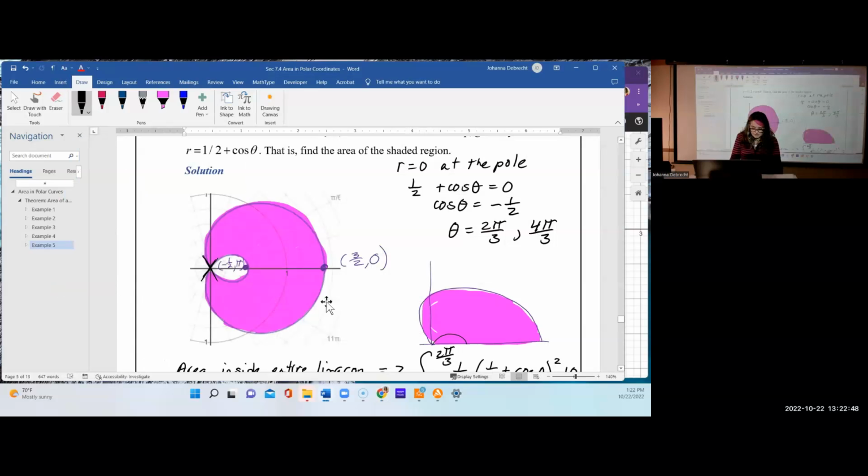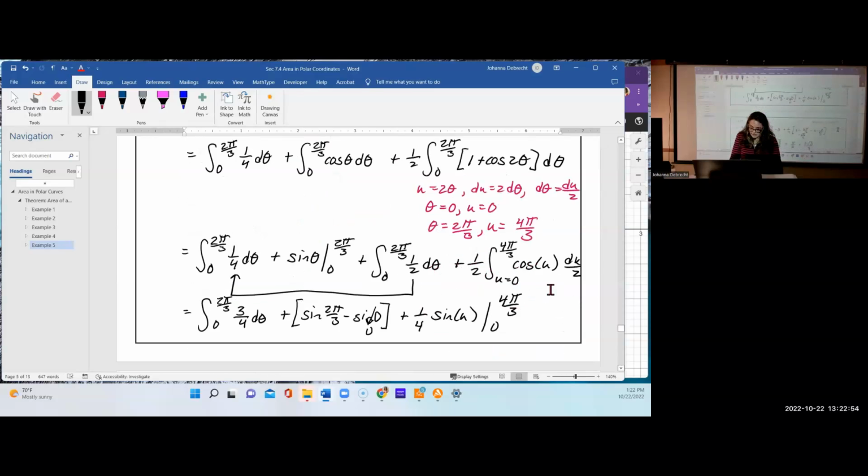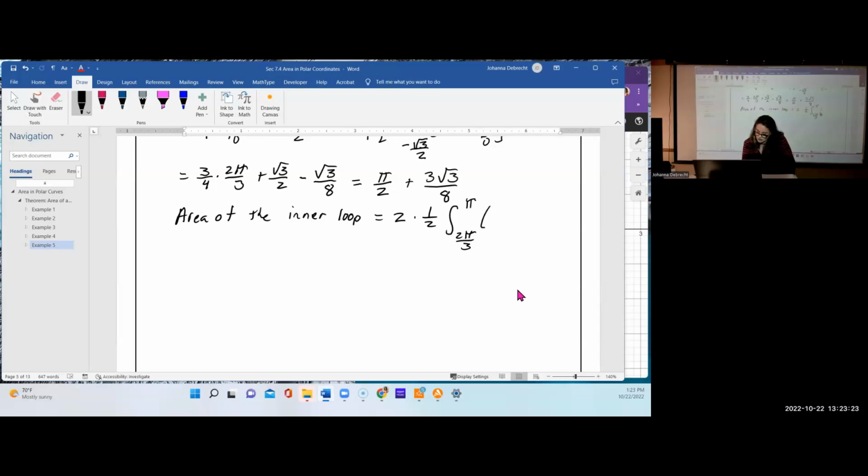Now remember, this is always giving us the absolute value of area, so we're going to be able to integrate from 2 pi over 3 to pi. So now I'm going to find the area of the hole, or the inner loop. I guess that would be a better way of naming it. The area of the inner loop of the Riemann Sum is going to be double 1/2 the integral from 2 pi over 3 to the larger angle pi, 1/2 r squared, so (1/2 plus cosine of theta) squared d theta.